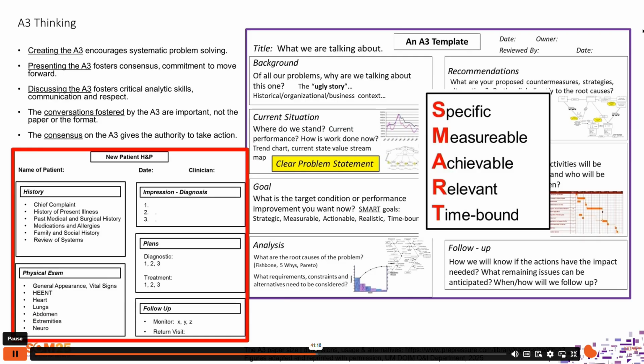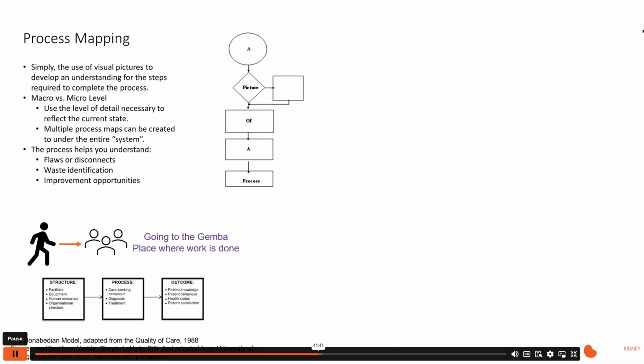A colleague of mine that I work with, Dr. Michael Hong, likes to always point out that the A3s are kind of something we're doing clinically already every day when we do a history and physical. So when we're talking to our patients, we're getting the background, we're doing an exam, we're making impressions, we're making plans, and then we have follow-up. So that A3 is just doing the same thing in an organizational process manner.